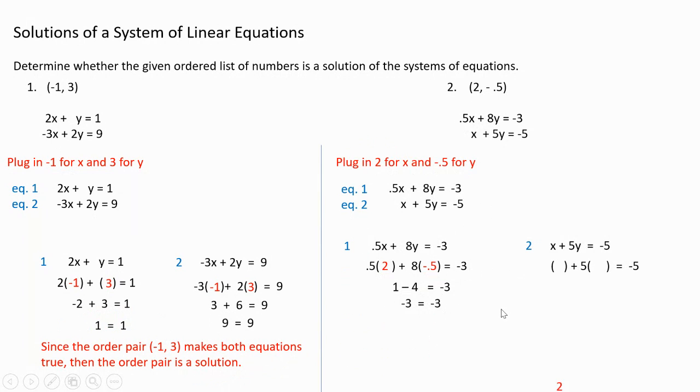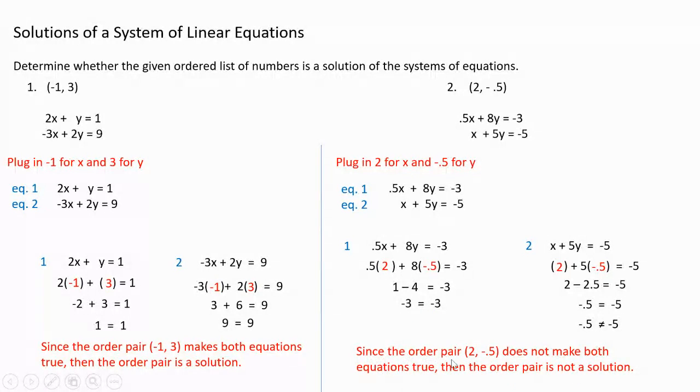We do the same thing. We're going to plug in 2 for x and -0.5 for y. But if we notice, guys, here, we're going to get 2 minus 2.5. We get -0.5 equals -5. Is that true? No. So this point is not a solution. Since the ordered pair 2, -0.5 does not make both equations true, then this ordered pair is not a solution.